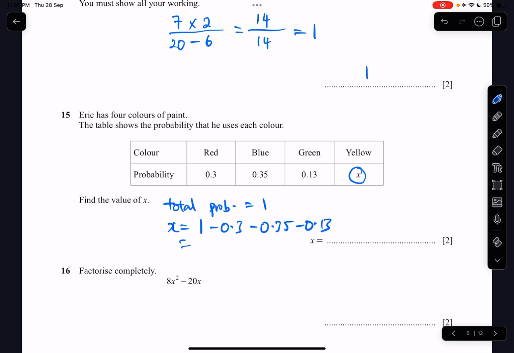Okay, let's work it out. 1 minus 0.3 minus 0.35 minus 0.13. Okay, 0.22. This is the first time I'm looking at this paper, so it's quite an interesting paper to date.